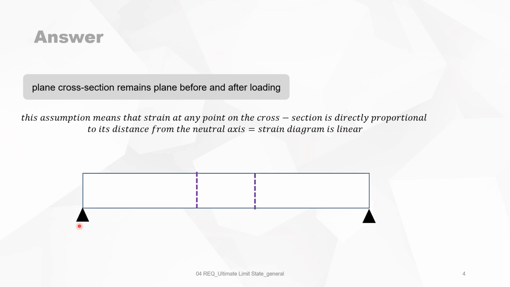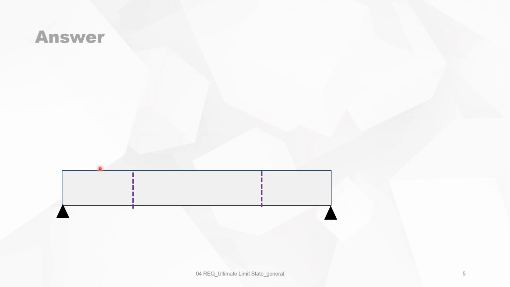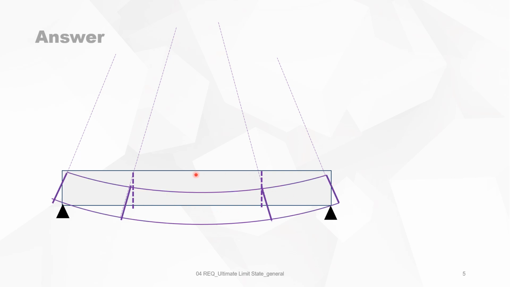Let's look now at a beam on two simple supports. That is the height of the beam. We look at those two sections. All points on this section before loading will be on this section after loading. So that was what this means. Or you can look at it in further detail. The gray one is before loading, the purple one after loading.